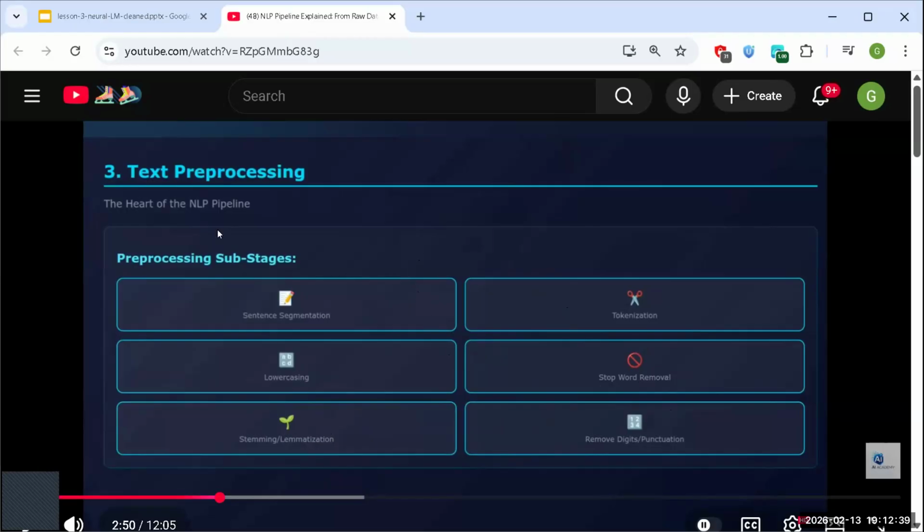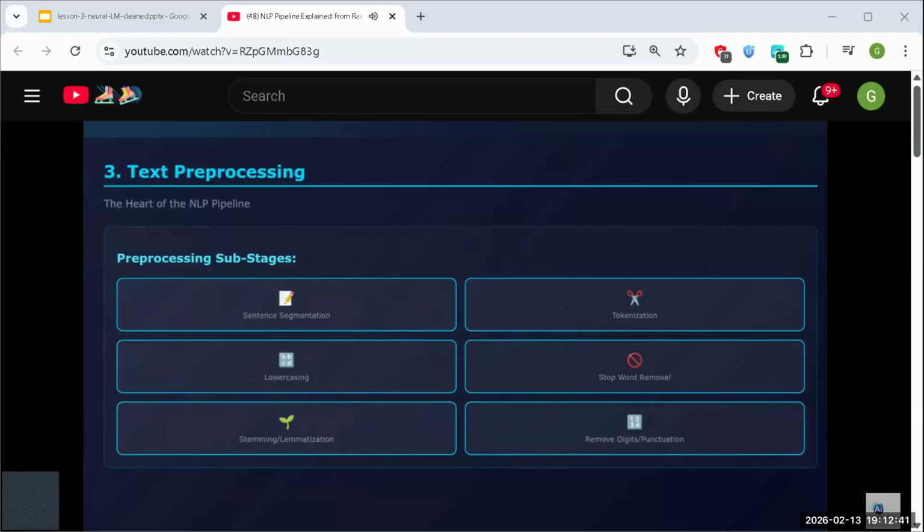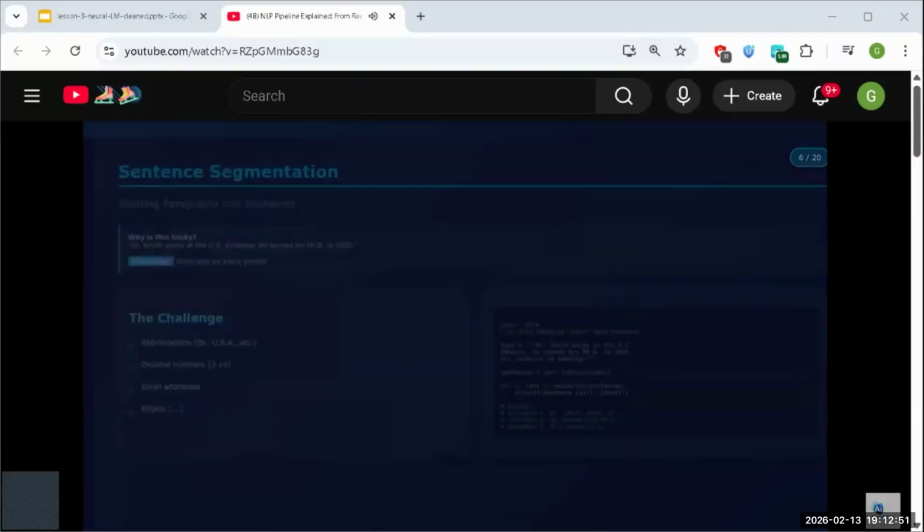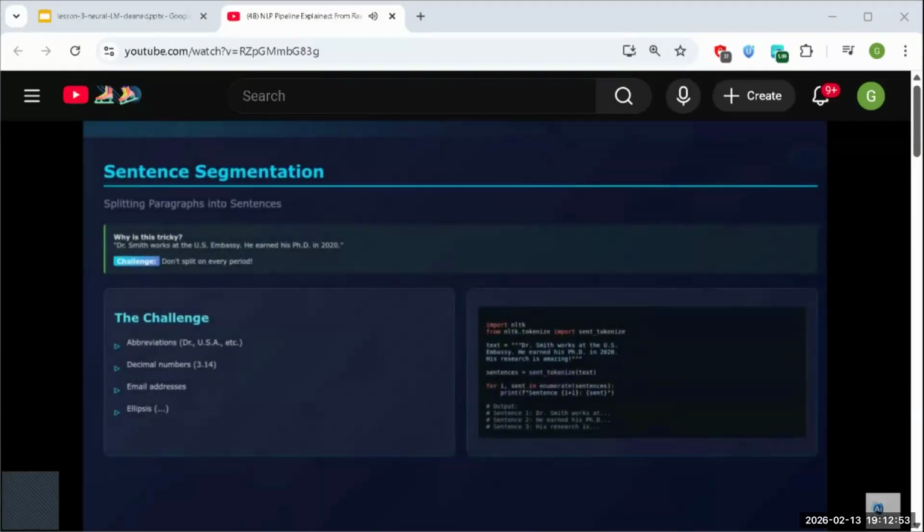Now, you might think this is as simple as splitting on periods, but it's actually trickier than that. What about Dr. Smith or USA? We don't want to split there. That's why we use sophisticated tools like NLTK's sentence tokenizer. It understands these.